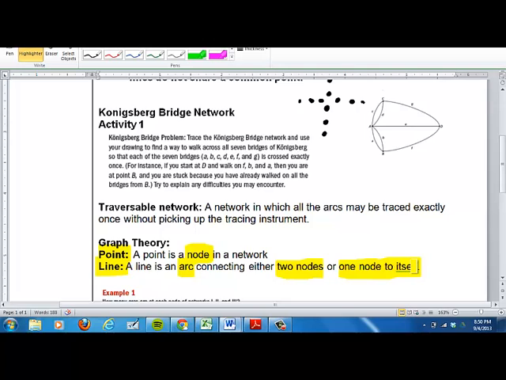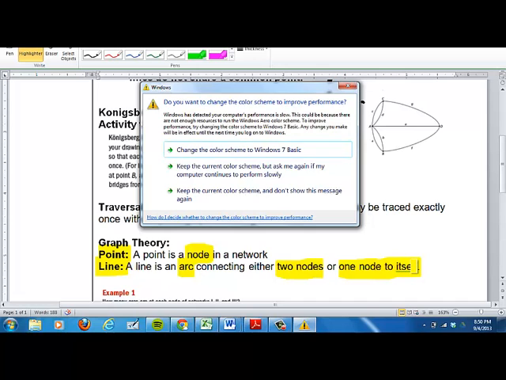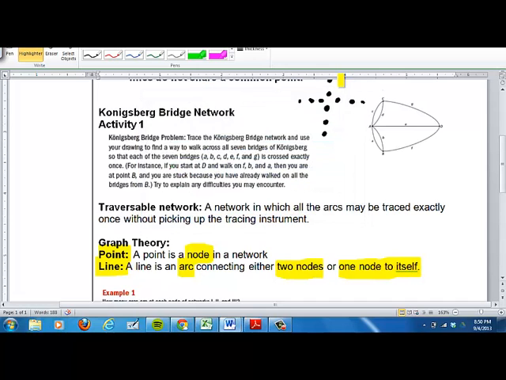What Euler was able to do by this was reframe the question to really ask, is the network traversable? What we mean by traversable is a network in which all the arcs may be traced exactly once without picking up the tracing instrument. In other words, can you start at one point, go through all the arcs, and never go over an arc more than once? That is what we mean by traversable.